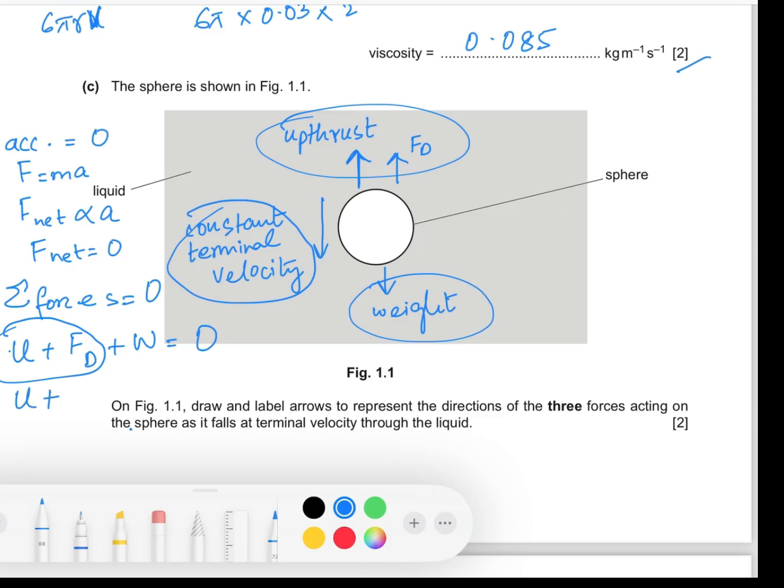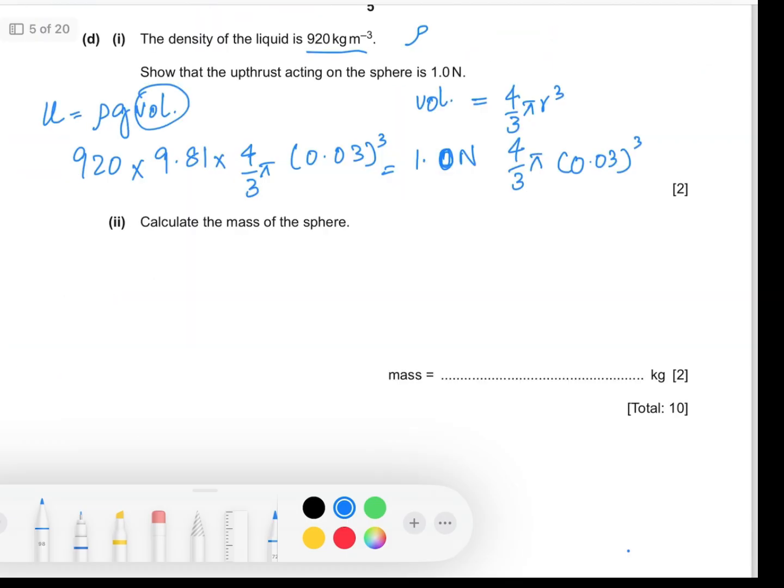So upthrust plus drag force minus weight must be equal to 0, since all of these are forces, which is a vector quantity. And what that means is upthrust plus drag force, the sum of them, must add up to the weight of the sphere.